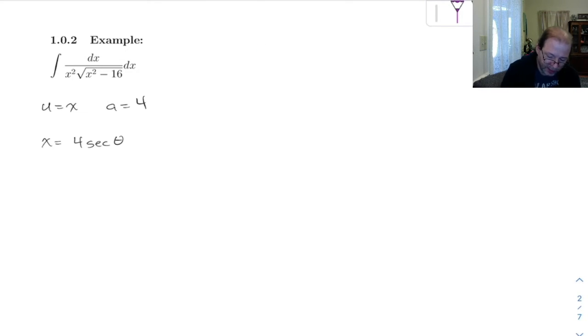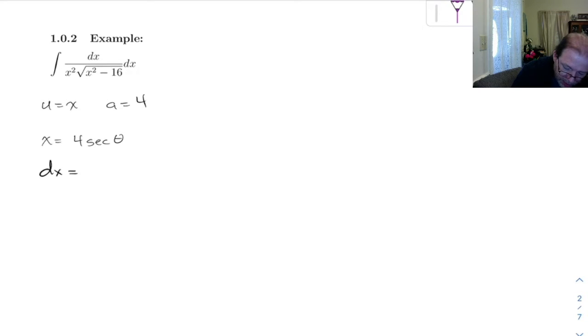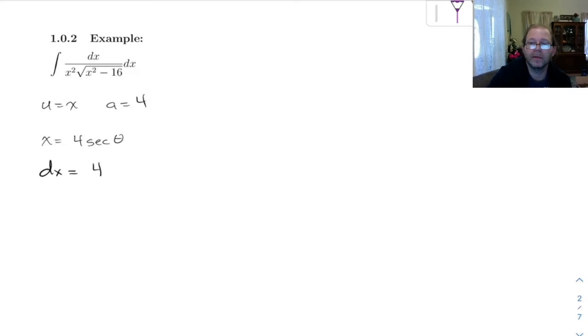All right, so if x is 4 secant theta, dx is going to be 4 times the derivative of secant, which is secant theta tan theta d theta.